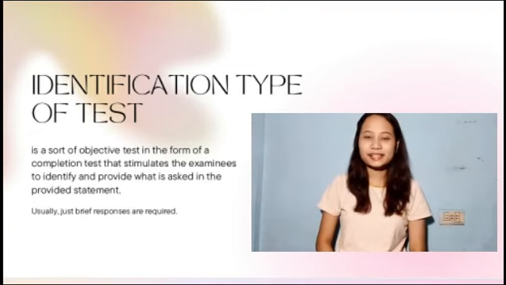Now for the summary. Identification type of test is a sort of objective test in the form of a completion test that stimulates the examinees to identify and provide what is asked in the given statement. Usually, just brief responses are required. There are 2 types of short answers, namely the question or enumeration and completion or fill in the blanks.